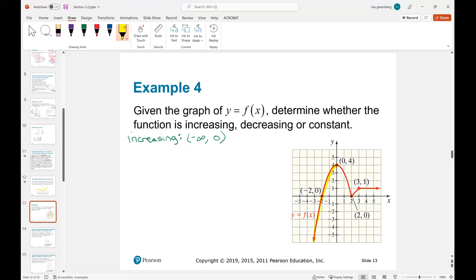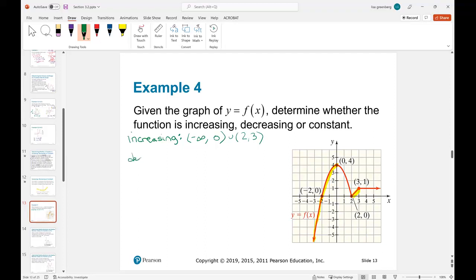And if I look again, I can see that it's increasing again on that next section, and you can put a union, or I don't think you have to put a union there, but you can union it, from 2 to 3. And again, I never include my endpoints. So you can see it's going up there.